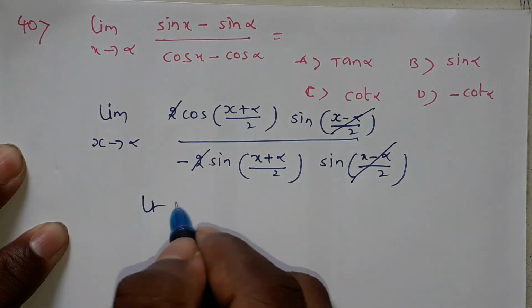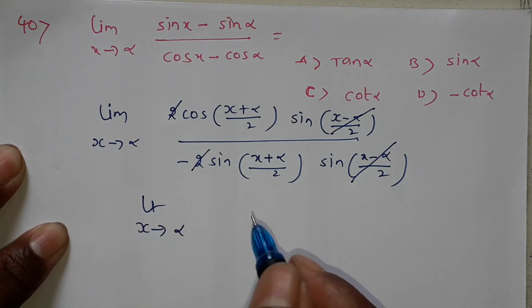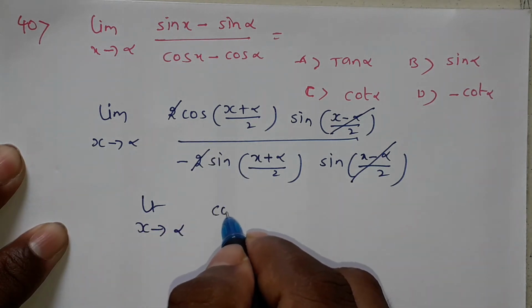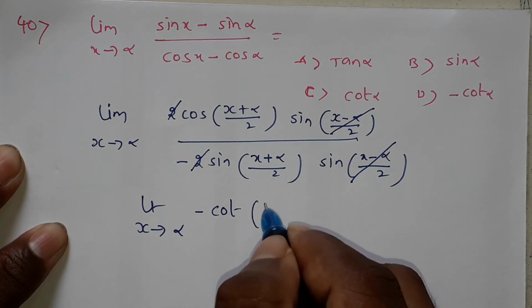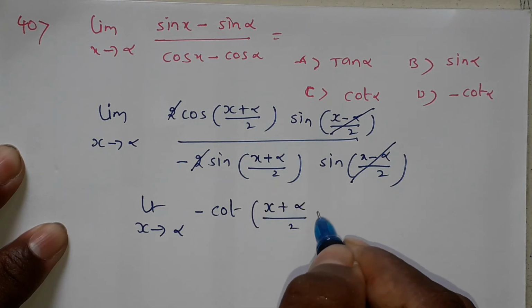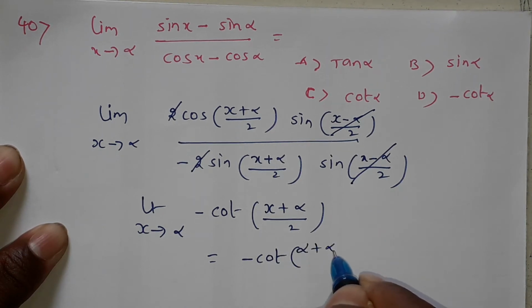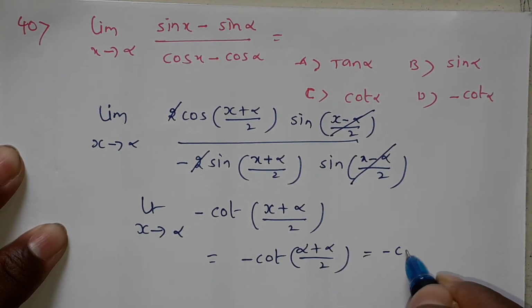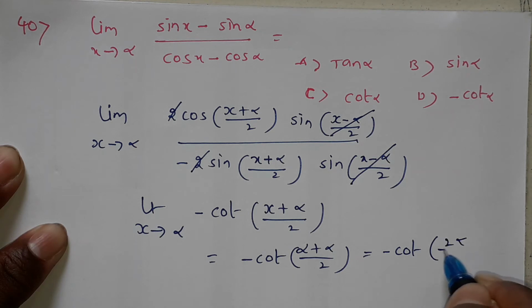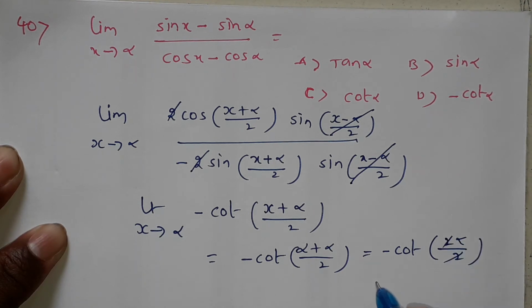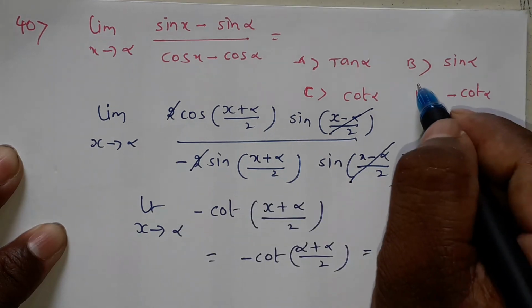What are the remaining values? Limit x extends to alpha is equal to sin by cos, which is cot. What? Minus cot of (x plus alpha) by 2. In place of x we substitute the limit value. The limit value is equal to what? Alpha. Alpha plus alpha by 2 is equal to minus cot of 2 alpha by 2. 2 gets cancelled. The answer is minus cot alpha. Option D is the answer.